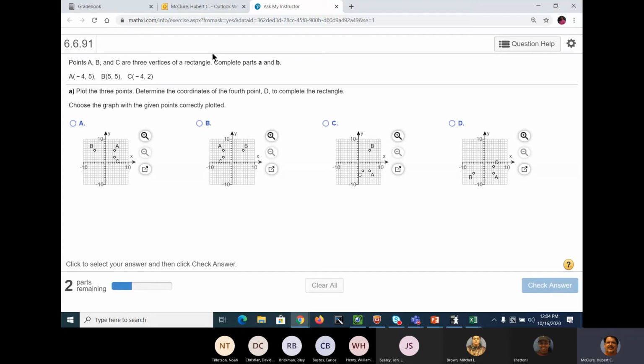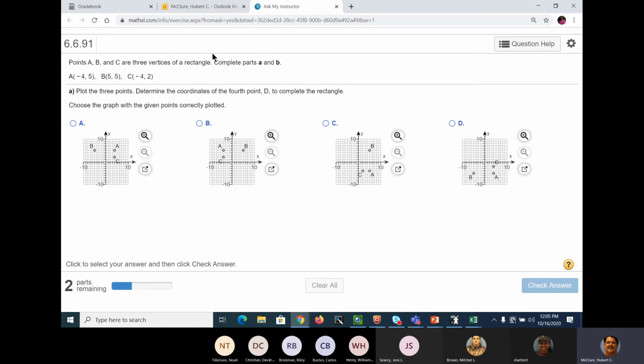Okay. So the first point is (-4, 5). 1, 2, 3, 4. 1, 2, 3, 4, 5. The next point is (5, 5). 1, 2, 3, 4, 5. So it's right across. Since I don't have graph paper, I'm going to try to do this as accurately as possible. Next point is (-4, 2). -4, 1, 2, 3, 4, 1, 2.